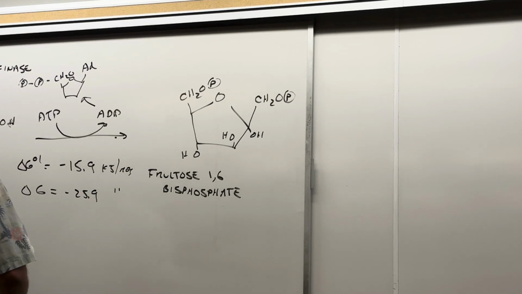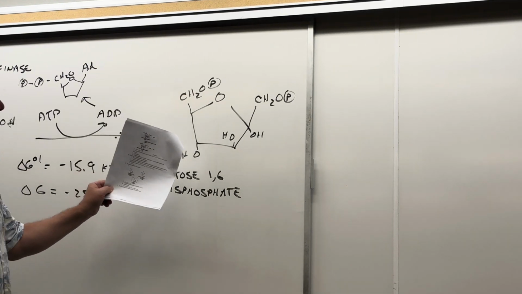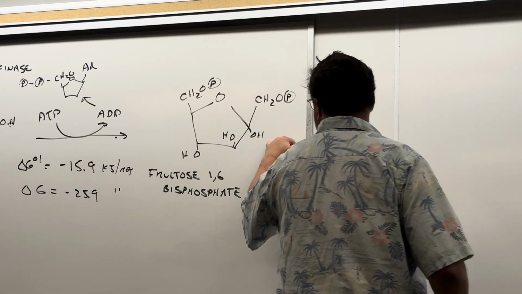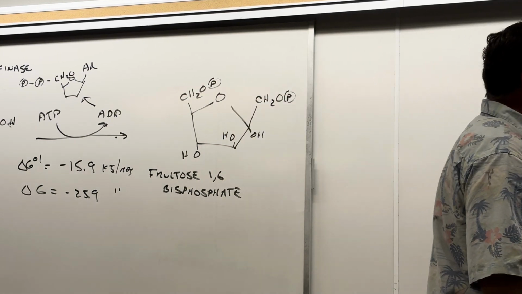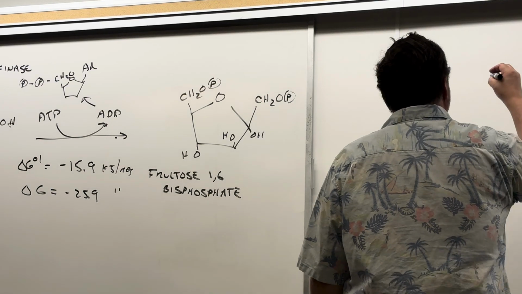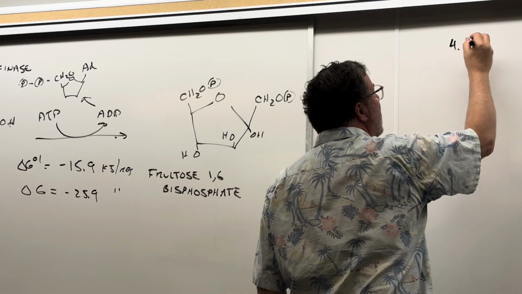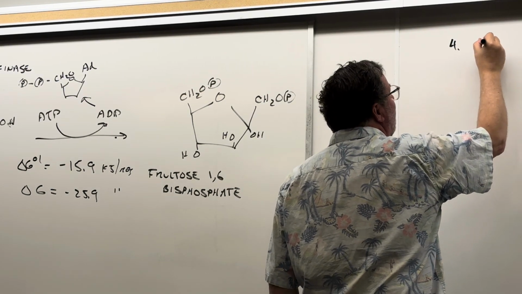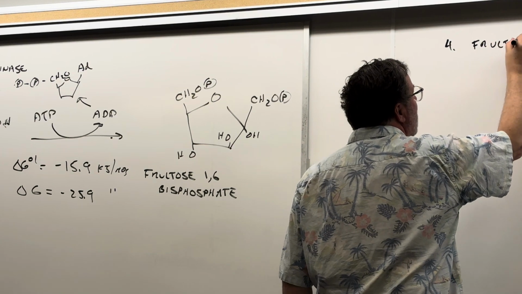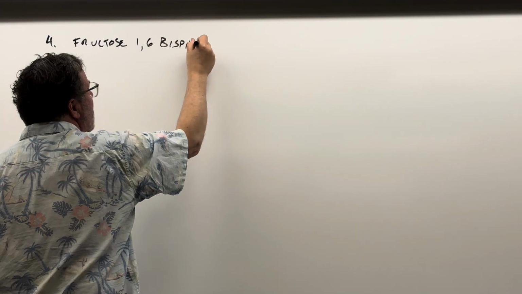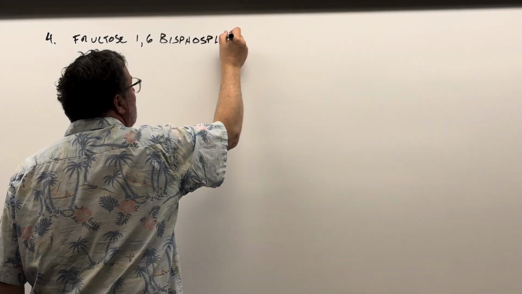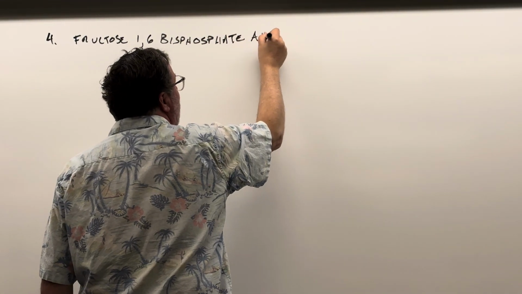All right, so now we're going to get to the part where we have the keto group in the right position. We've got the 2 phosphates. Now we can actually split it apart. So this next reaction is fructose 1,6-bisphosphate, aldolase.